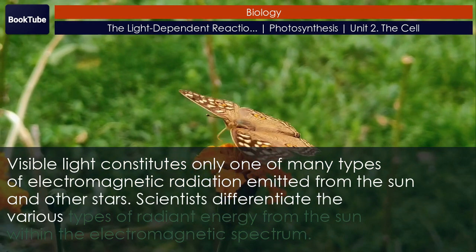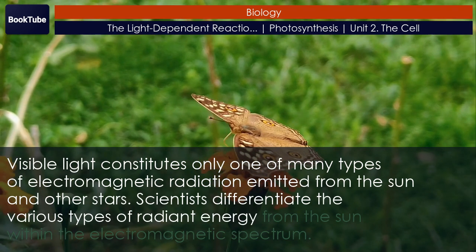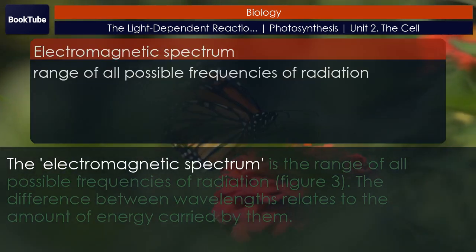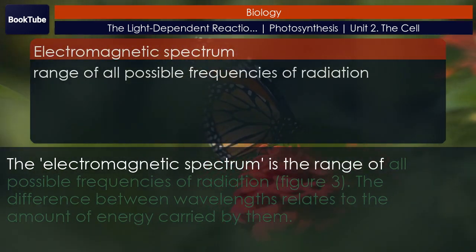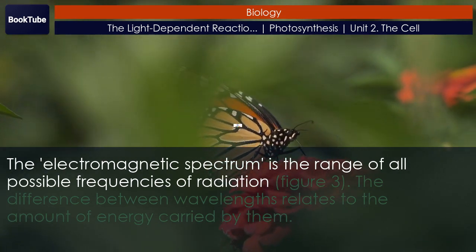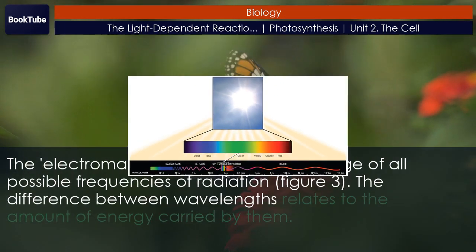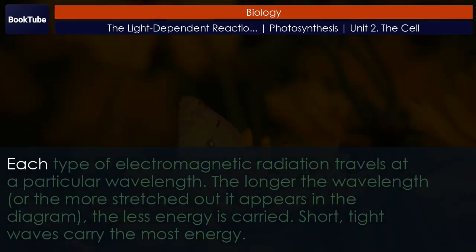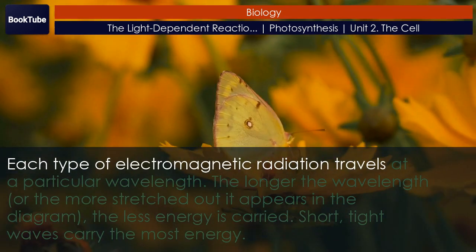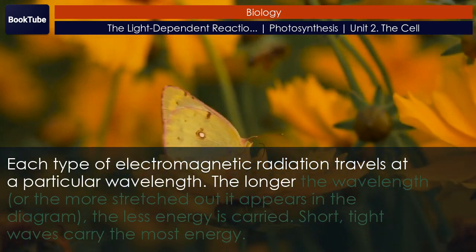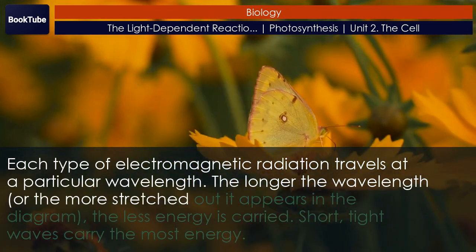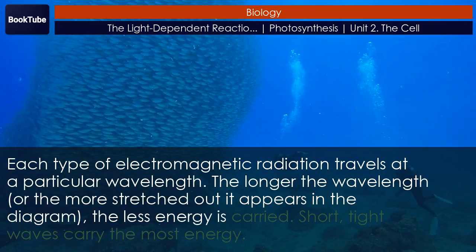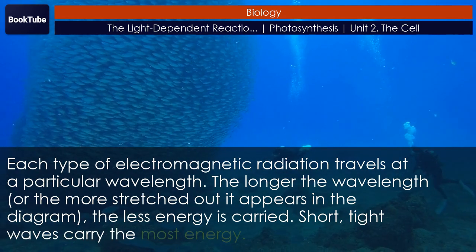Scientists differentiate the various types of radiant energy from the sun within the electromagnetic spectrum. The electromagnetic spectrum is the range of all possible frequencies of radiation. Figure 3. The difference between wavelengths relates to the amount of energy carried by them. Each type of electromagnetic radiation travels at a particular wavelength. The longer the wavelength, or the more stretched out it appears in the diagram, the less energy is carried. Short, tight waves carry the most energy.